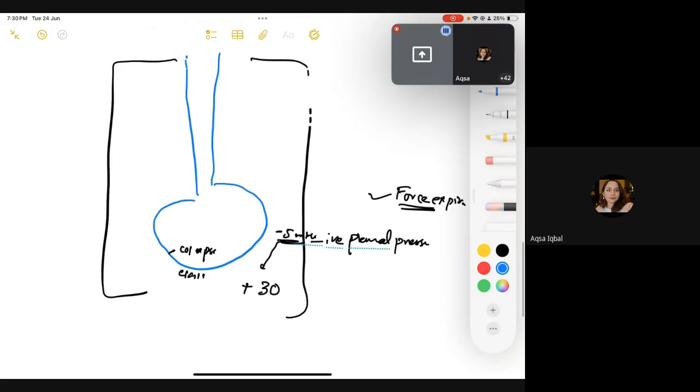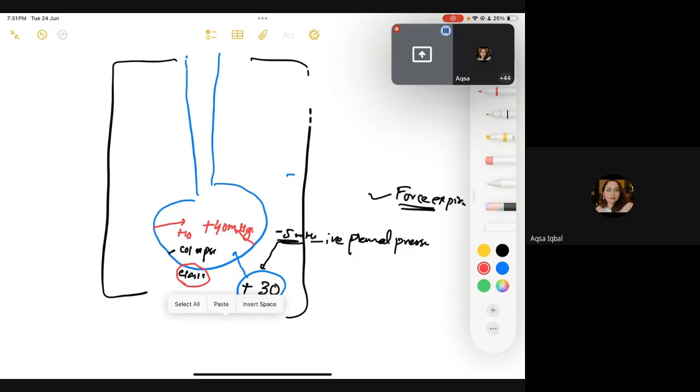Yes. Okay, perfect. As I'm forcefully expiring, pleural pressure becomes more positive, for example, an arbitrary number of 30. This positive 30 pressure acts on your alveoli and tries to squeeze them. But the elastic forces present within your alveoli also add some force, let's suppose plus 10 extra. Both vectors have the same direction, so we can simply add them. In the end, we have plus 40 mmHg pressure here.